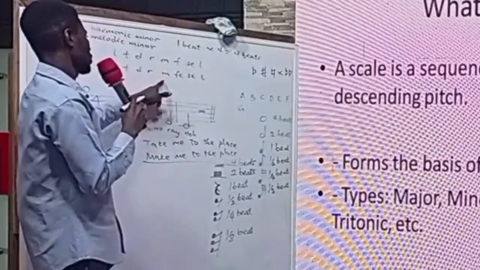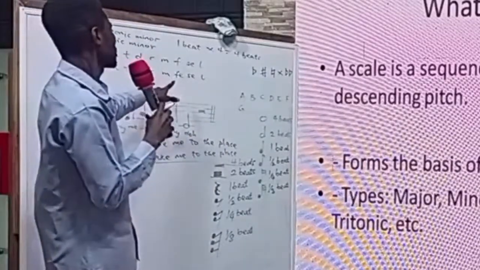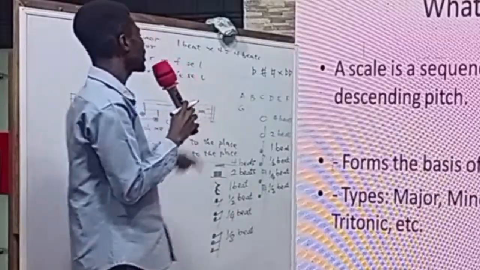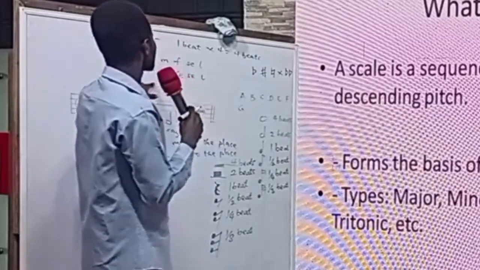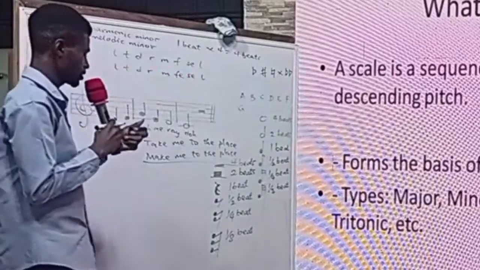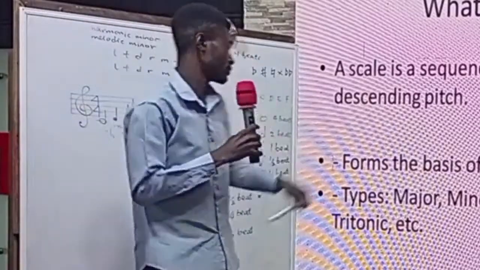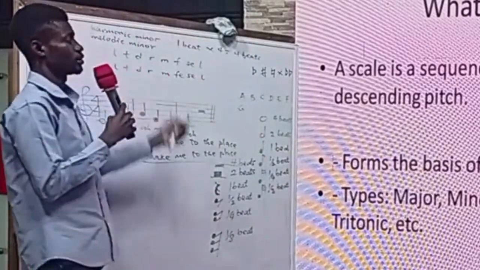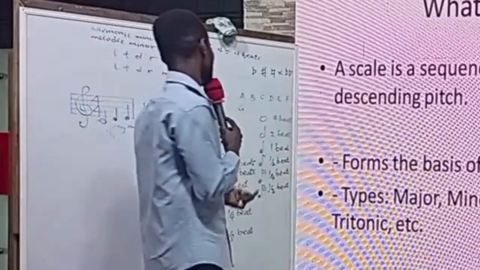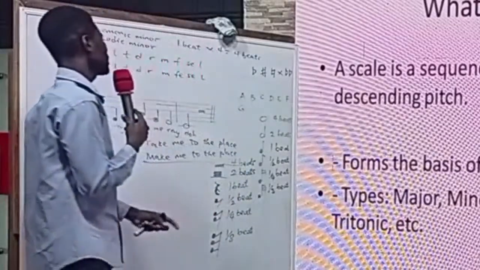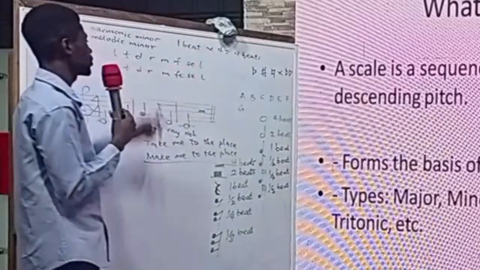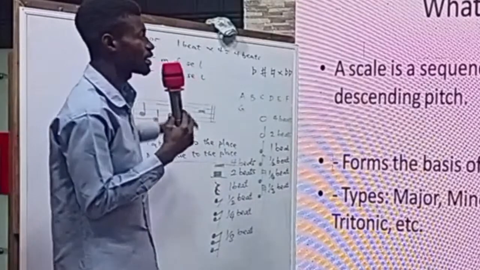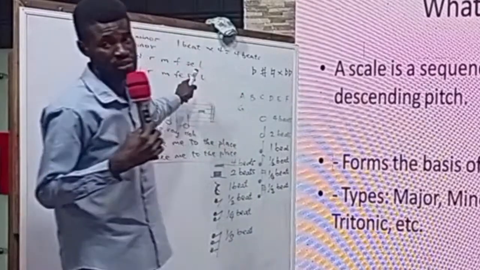La, ti, do, re, mi, fa, sol, la. Then when it descends: la, sol, fa, mi, re, do, ti, la. We hear tunes from this scale as well, so many times. La, ti, do, sol, mi, do, re, mi, re, do, ti, la, sol, fa, sol, la.